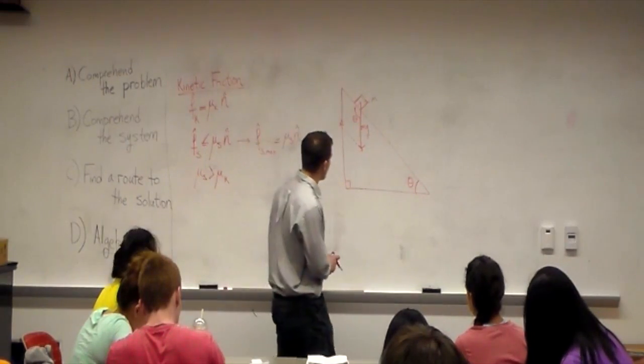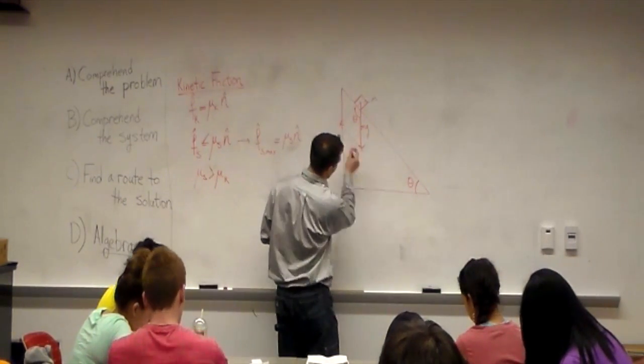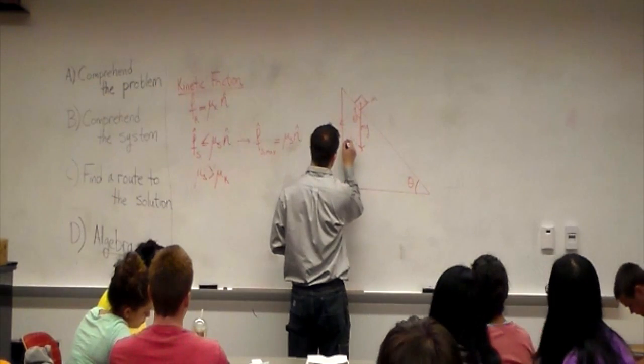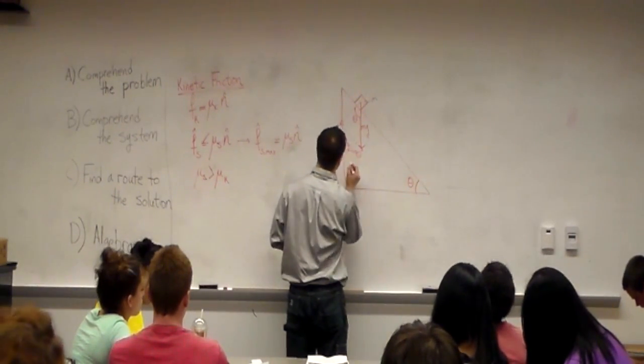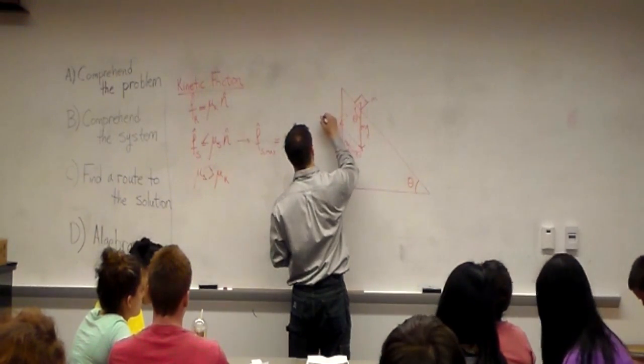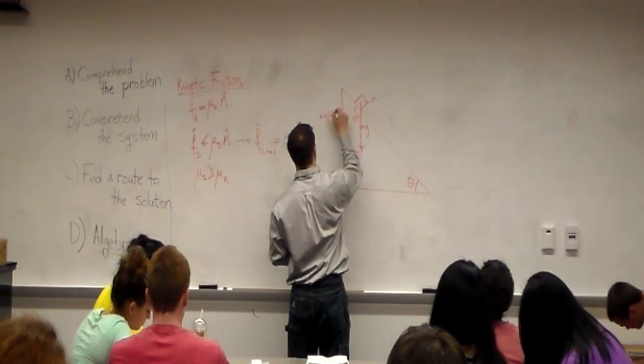Once you've done that, then you can break this up. So the component that goes down the surface of the incline is mg times the sine of the angle theta, and this one is mg times the cosine of the angle theta.